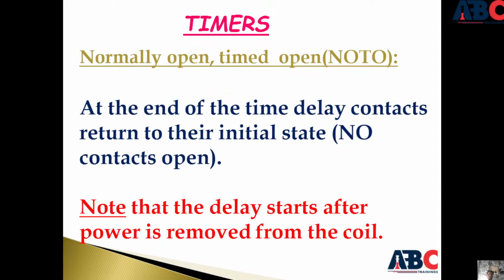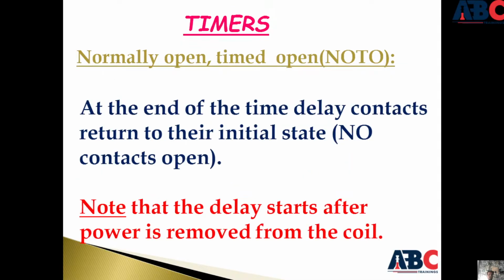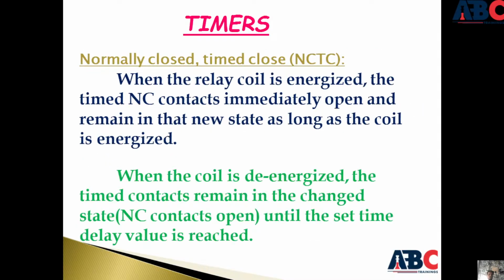The timers are normally open timed open. At the end of the time delay, the contacts return to their initial state. Note that the delay starts after the power is removed from the coil. Normally open timed open timing diagram. Example: delay of 5 seconds. At the end of the time delay, the contacts return to their initial state. Contacts open.